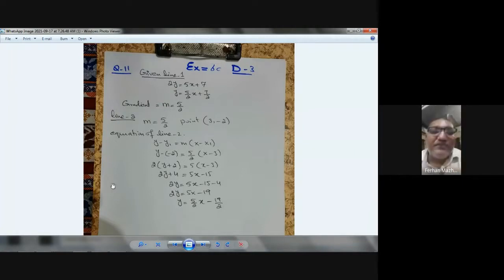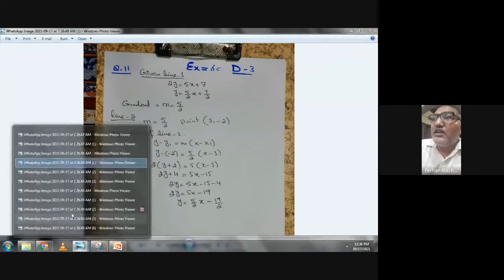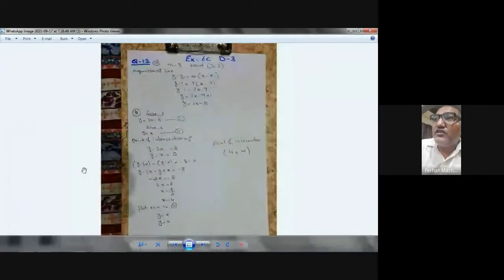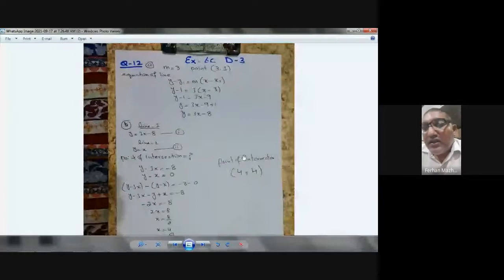So that was question number 11. We are moving to the next question, question number 12. Let me read this question from the book. Find the equation of the straight line which passes through the point 3, 1 and with the gradient 3. In the A part, they are talking about a line whose gradient is 3 and it passes through the point 3, 1. They want us to find the equation of that line.